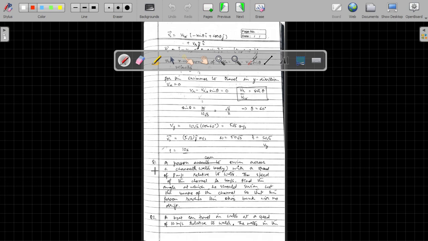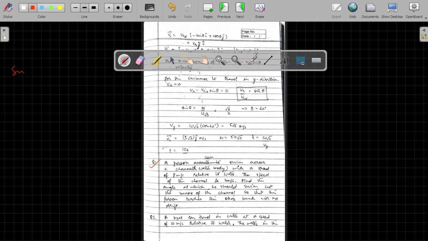Okay, the next question which we have: a person can swim across a channel with the speed of 8 meter per second relative to water. The speed of the channel is 4. Find the angle at which he should swim with respect to the bank of the channel so that the person reaches the other bank with no drift.